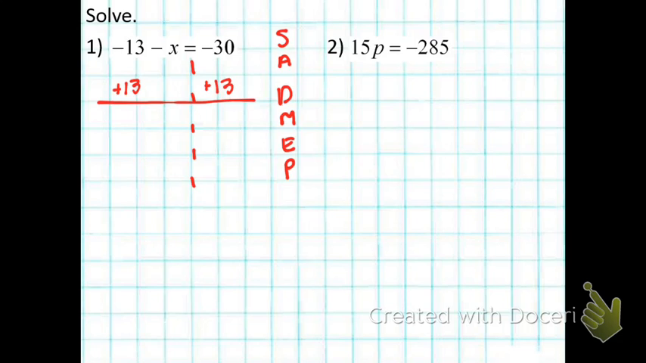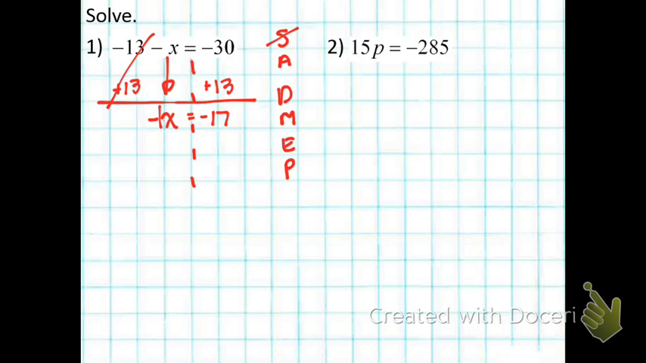Then I'm going to draw a line. Negative 13 plus 13 cancels out at 0, right? So it cancels out. We still have negative x, and we have negative 30 plus 13 is negative 17. Put the equal sign in the middle. Now we have negative x. We know that this negative is really like saying negative 1x or negative 1 times x.